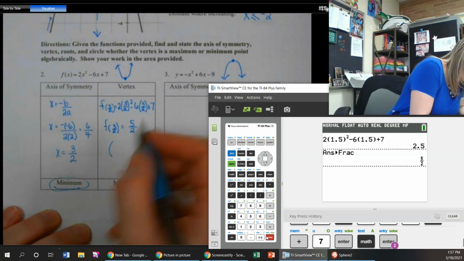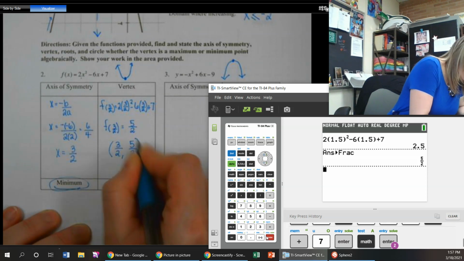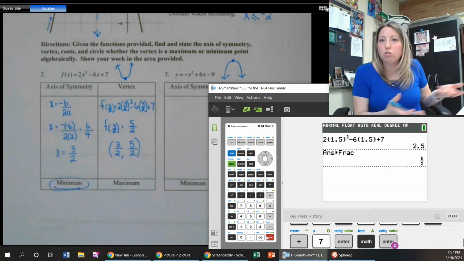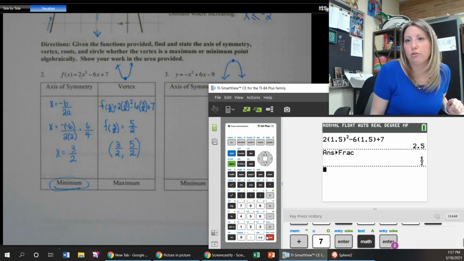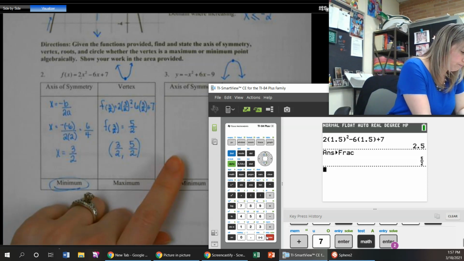That's a point, of course, a vertex. So it's (3/2, 5/2). Usually integers, but of course we know we can get fractional or decimal answers for those as well. We've seen that a few times.